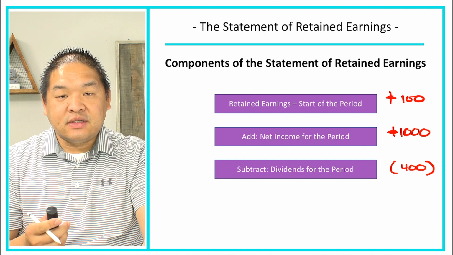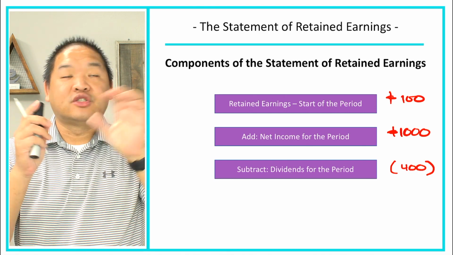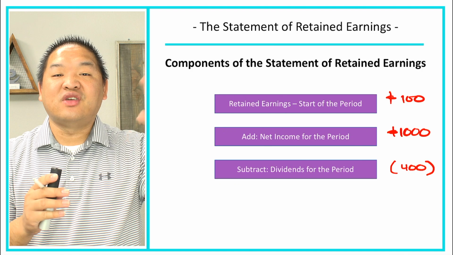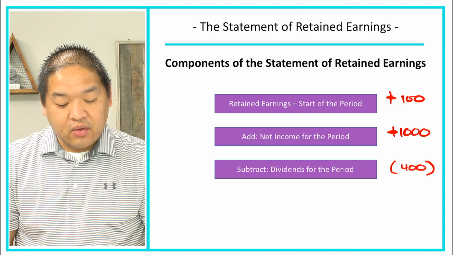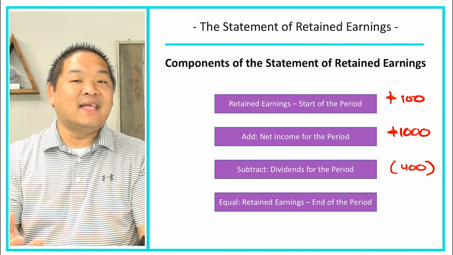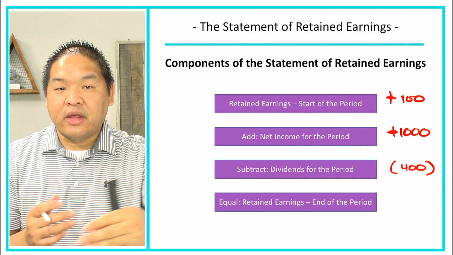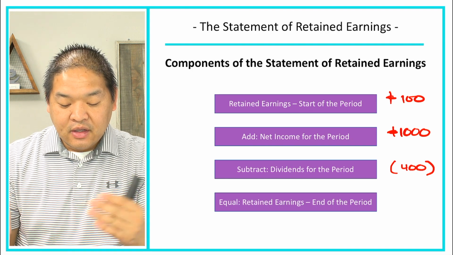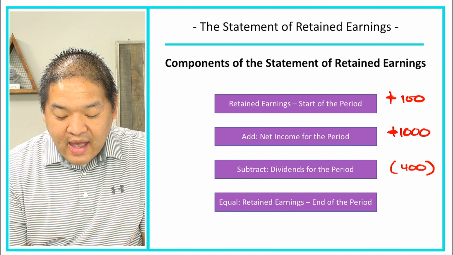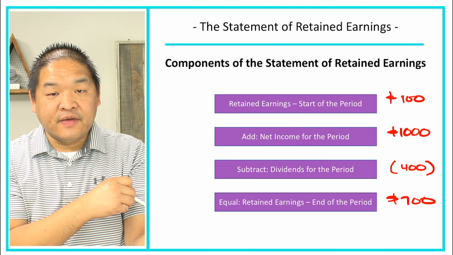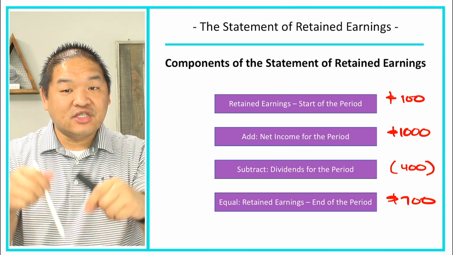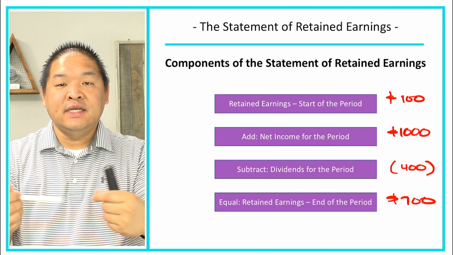So we have $100 from prior year, $1,000 in net income during the year. We're going to distribute $400 to our shareholders, and then we get our ending retained earnings. So we're reconciling our retained earnings by the end of the year. At the end of the year, we have $700. So $100 of it was prior year profits, and $600 was this year's profits that we've retained in the company.